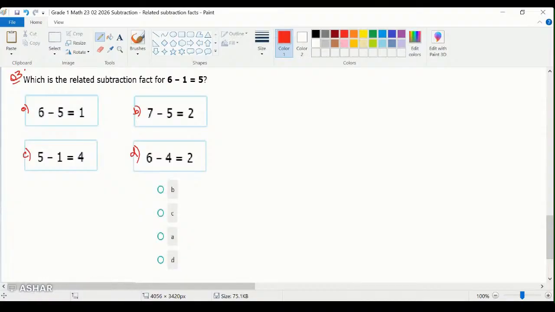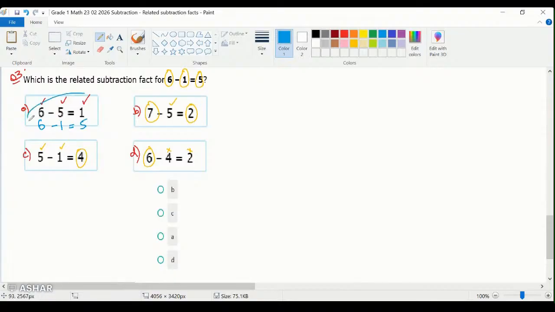We have the numbers 6 minus 1 equals 5. Let's look at the same numbers. We have 6, 4, and 2 not required. We have 5, 2, and 7 not required. Yes, your answer is correct. We have 6, 1, and 5. We have the 5, we have the 1, but we do not have the 6. But in this option, we have the 6, we have the 5 and the 1. Agreed?